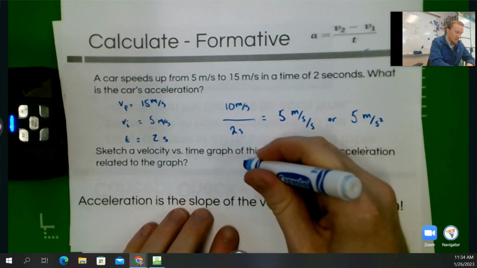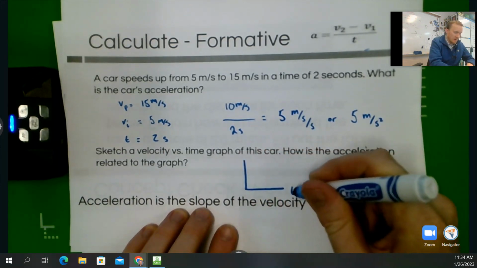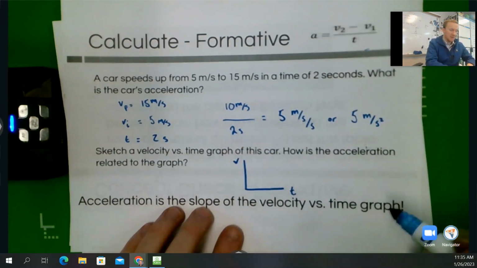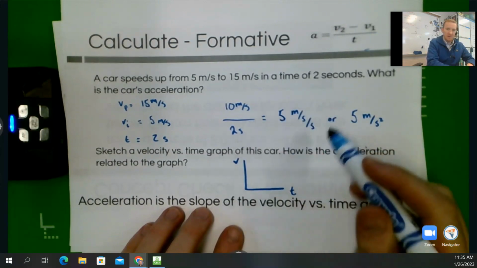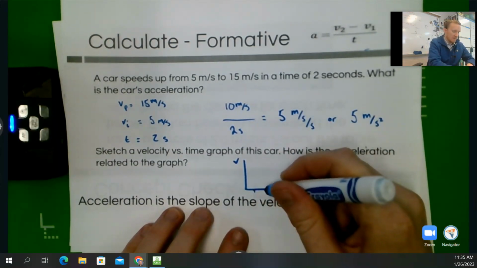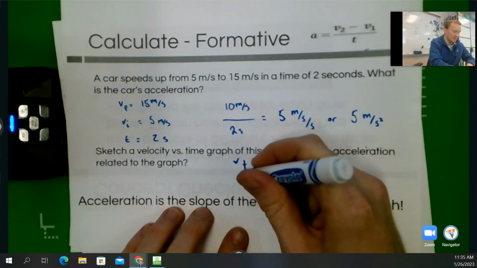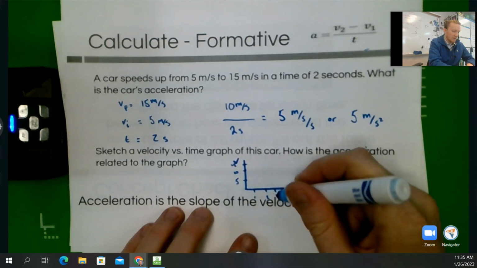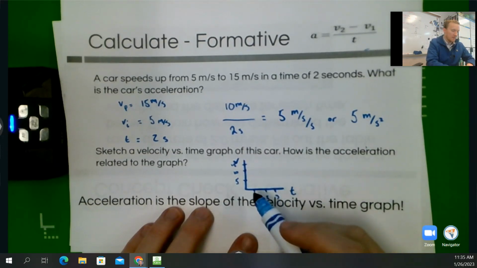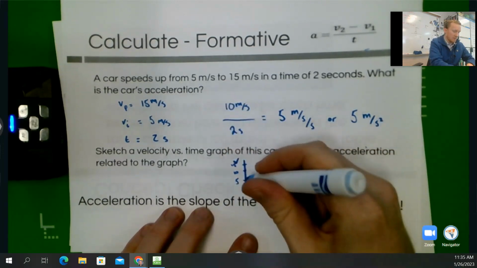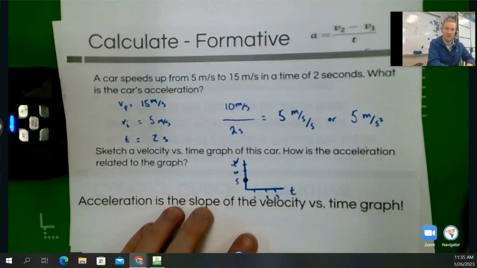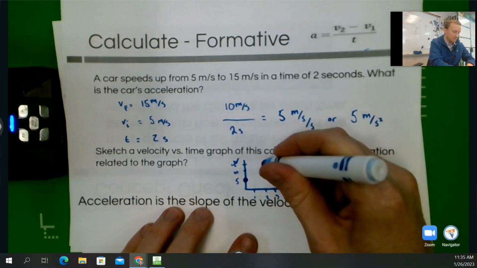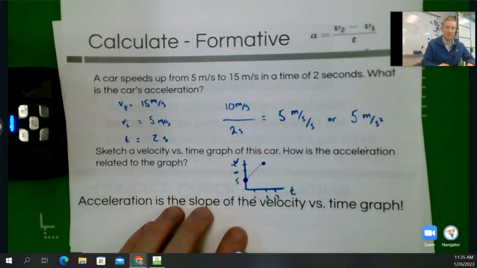Okay? So a velocity time graph should look like this. We're going to have time on the x-axis and then velocity on the y. And without putting in any real numbers, I know that we're going up by 5 meters per second every second. So let's just say this is 5, and that's 10, and that's 15. Okay, we got 1 second, 2 seconds, 3 seconds. Okay, so at the start, we're going 5 meters per second. So at time of 0, we're at 5 meters per second. And then 2 seconds later, 1, 2, we're at 15 meters per second. Okay, so we're going to have a nice straight line like this.